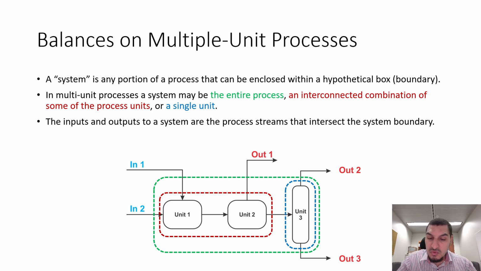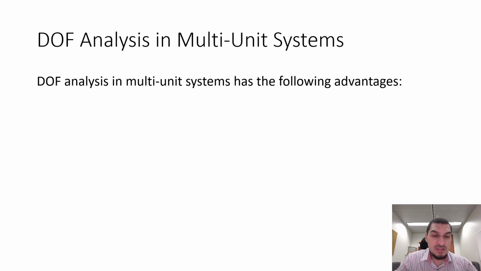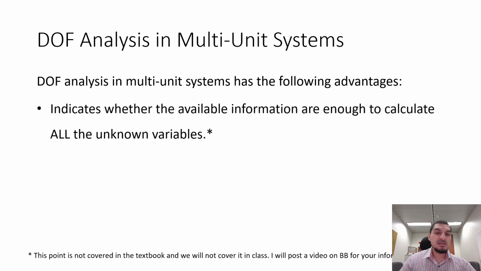So to see how the degrees of freedom analysis is going to be useful, I'm going to list some points now, and I'm going to go into the details later. So the first thing is that the degrees of freedom analysis indicates whether the available information is enough to calculate all the unknown variables or not. So this includes the whole process: if all the information in the whole process is enough to calculate all the unknown variables or not. And this is a very important thing.